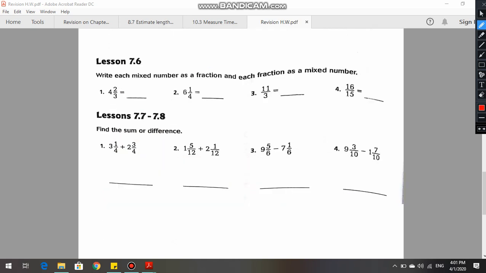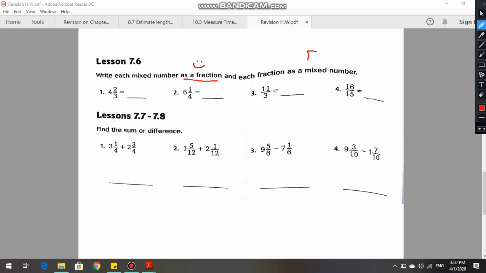Now we will move on to the next page, but I told you that 7.9 and 7.10 is not a homework, so we're just gonna solve this 7.6 and 7.7 and 7.8. Now write each mixed number as a fraction. Mixed to fraction is happy face, and each fraction as mixed. Fraction to mixed, divide. So here it's a mixed number.